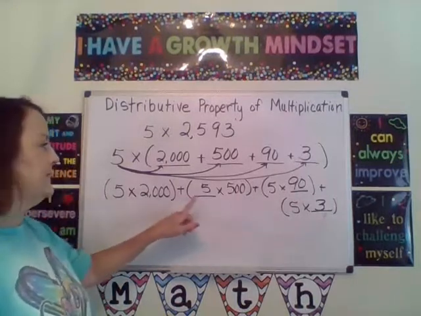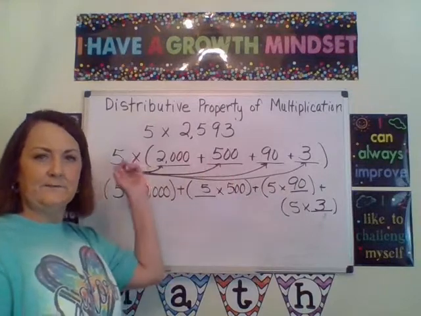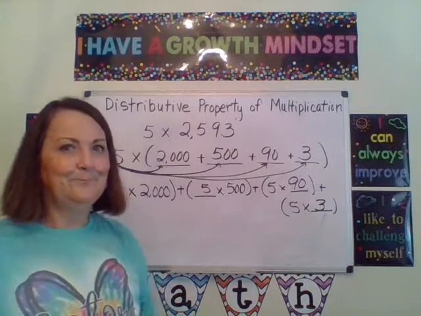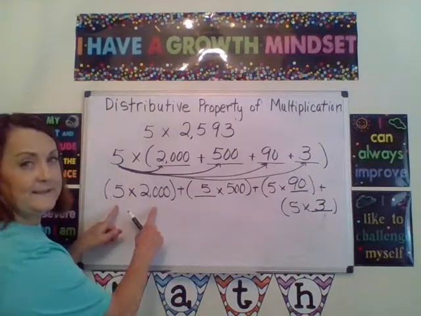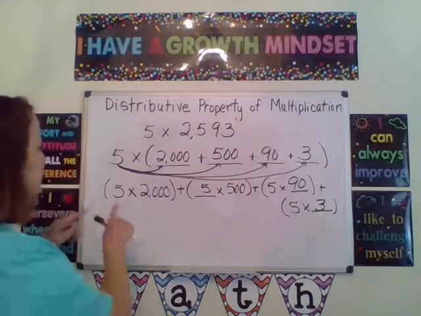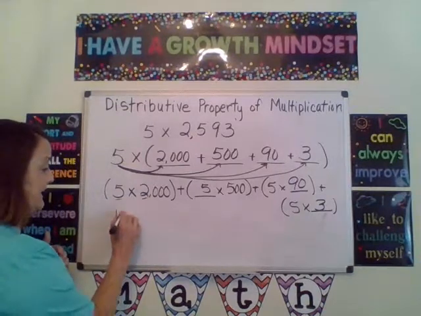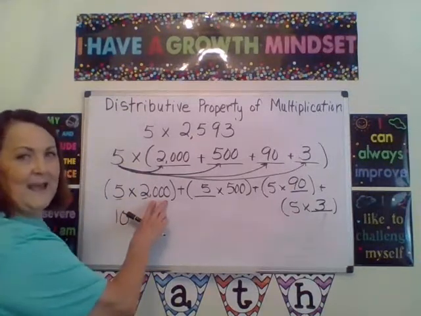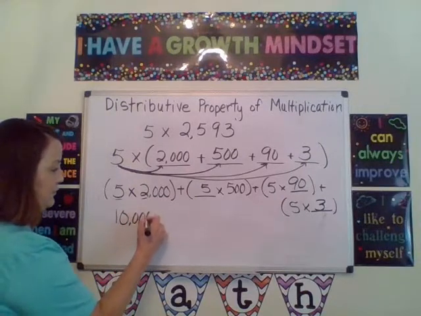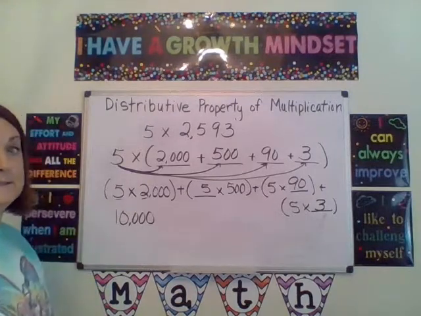All right, you should have written 5 times 500 plus 5 times 90 plus 5 times your 3, okay? So now we're almost done. Now we're going to multiply each of these. I'm going to do 2 of them with you, and then you do the last 2. So 5 times 2,000, I know that 5 times 2 is 10. And then we have to add the 3 zeros to the back. 1, 2, 3. So 5 times 2,000 is 10,000.